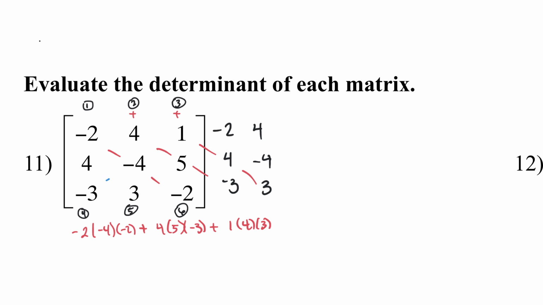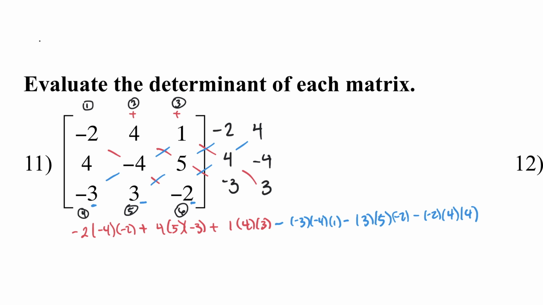The second set of diagonals, we're going to go up like this, right? So we're going to go minus, and we're going to be subtracting each one of those diagonals. So minus negative 3 times negative 4 times 1, minus 3 times 5 times negative 2, minus negative 2 times 4 times 4.